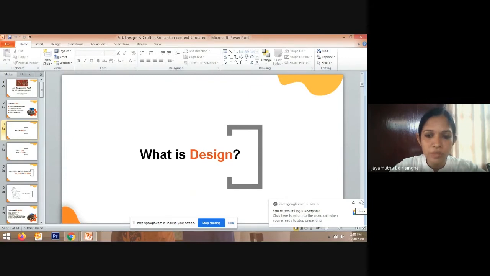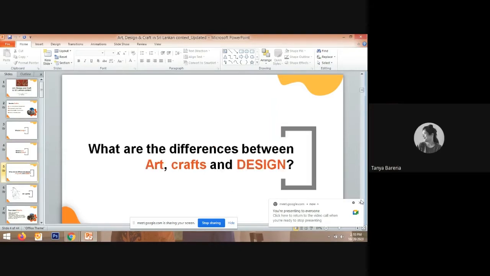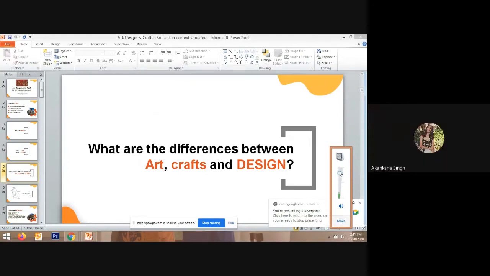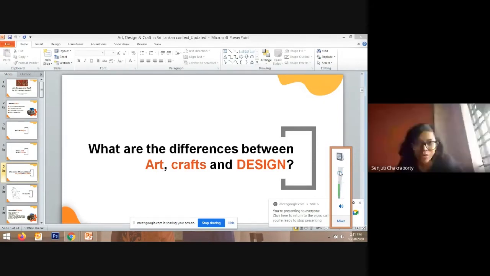Is there any difference between art and design? You all know there are different terms: design, art, and crafts. Are those the same or are they different? I think art is more personal and design is more user driven. Art is personal, and design always has a purpose. Art is open to interpretation, and design is something which always serves a purpose.